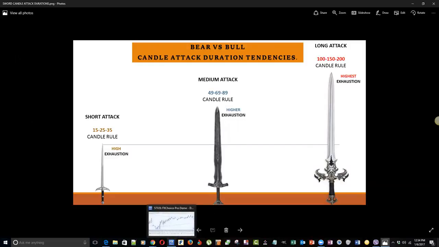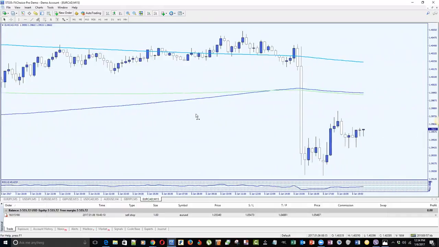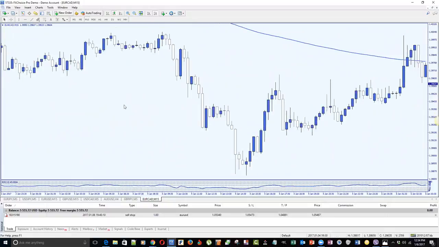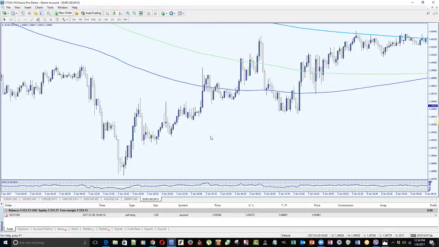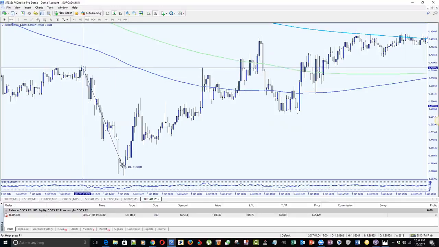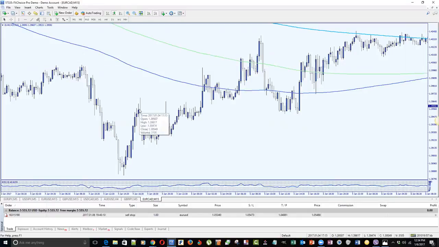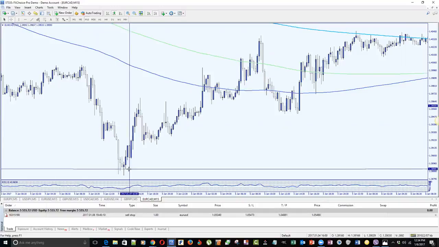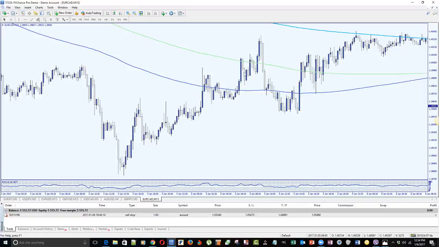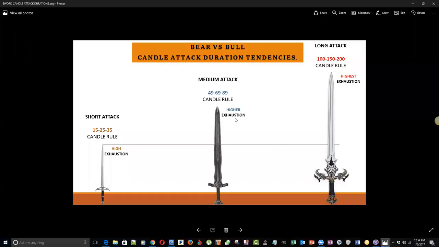So you just take your crosshair and you go throughout the market and you look at these moves that the market is making. From here to here, it's 22 candles. And then what happened after the 22 candles? You see a reversal. Let's look at this move from here all the way to here. It's 74 candles, right? So what rule does that fall under? That falls under the 49, 69, 89 rule. It's in between that range.